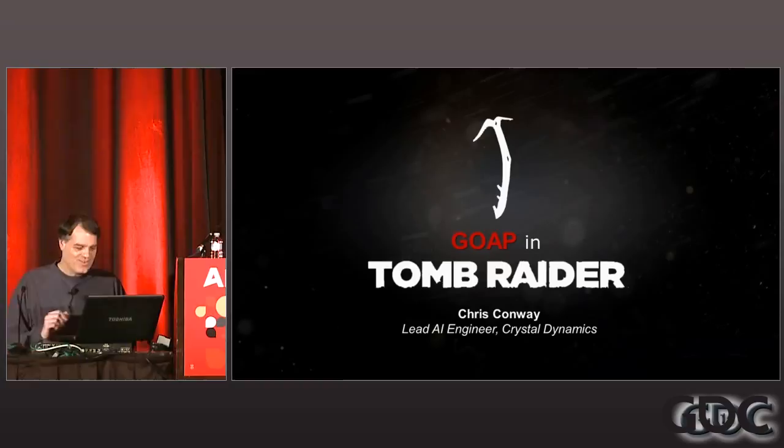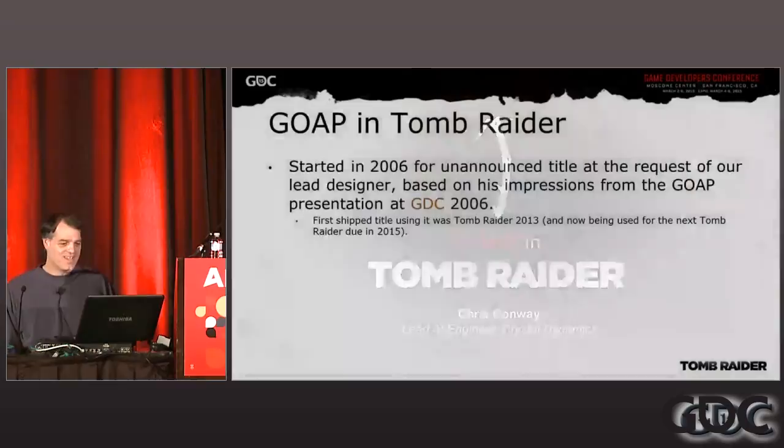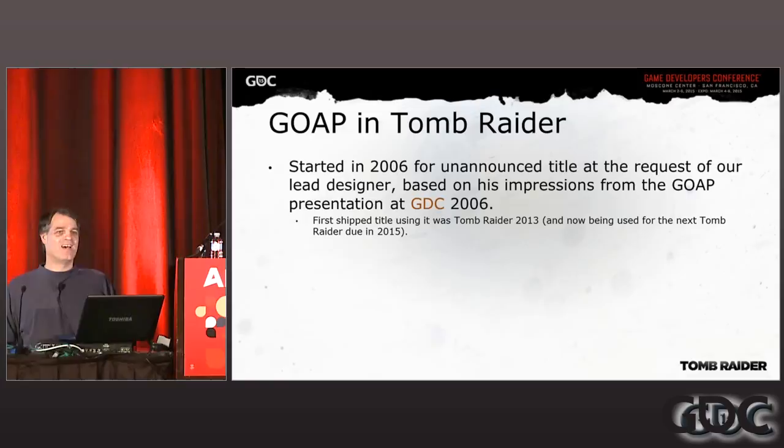Hi, I'm Chris Conway. I'm the lead AI engineer for Tomb Raider, both the one from 2013 and the one we're currently working on. I started with GOAP in 2006 when our lead designer came back from GDC and said, hey, I just saw a presentation on this thing called GOAP. It'd be really cool if we could do that in our game that we were just starting at that time. And I managed to get it up and running from scratch in just 2 or 3 weeks, so it really wasn't that difficult to do.